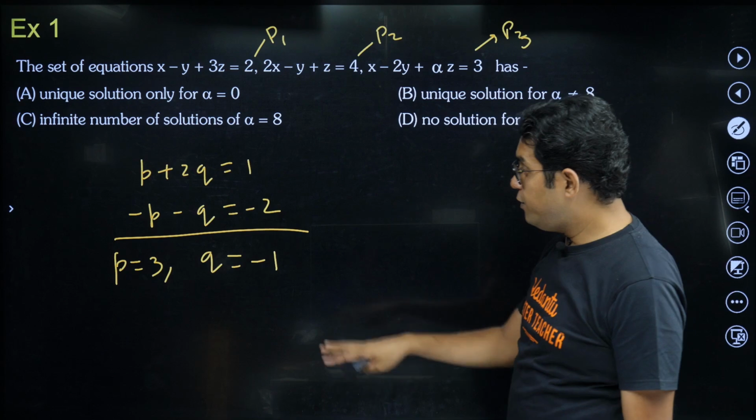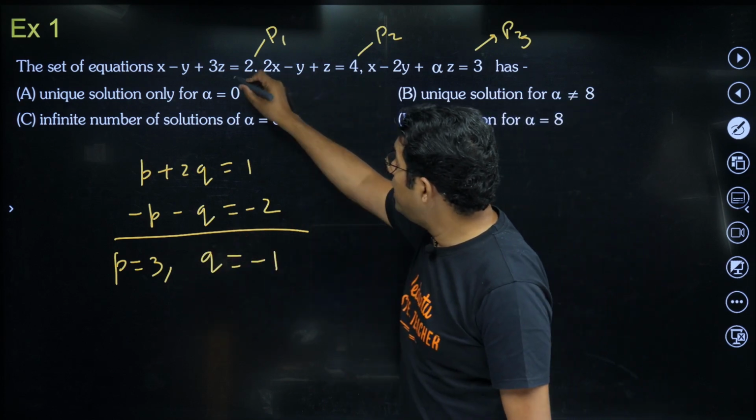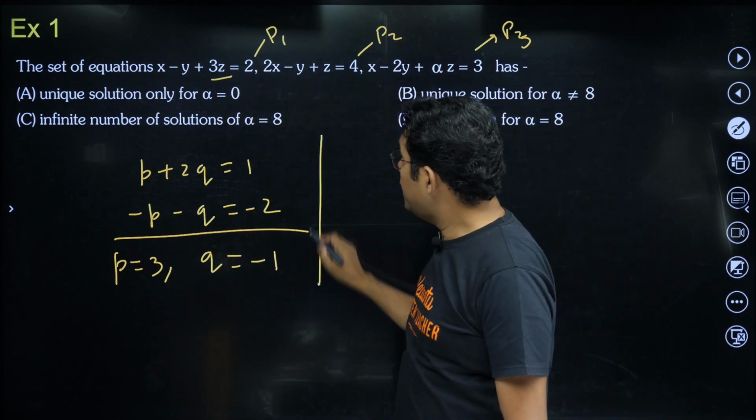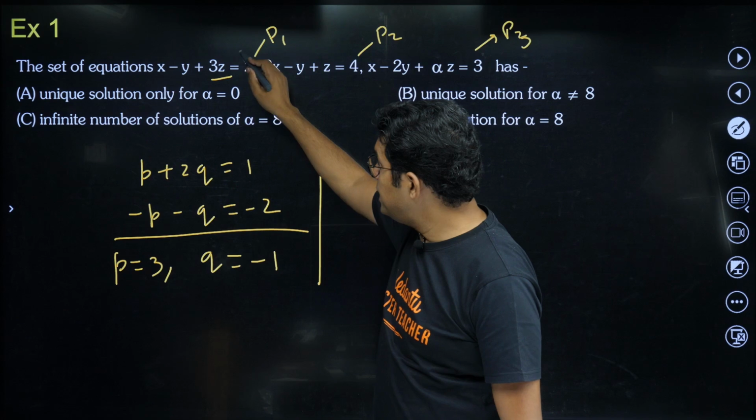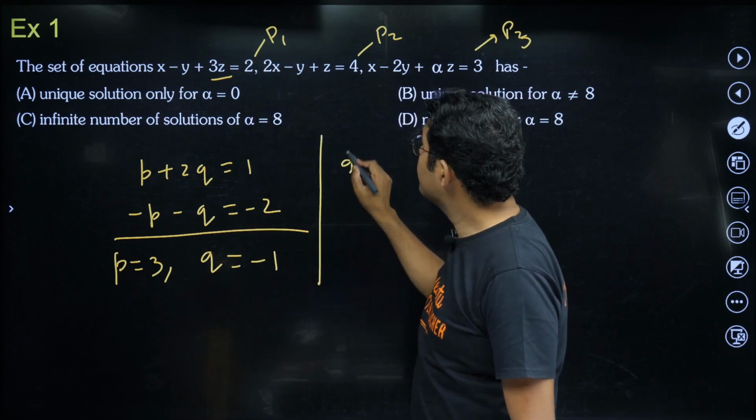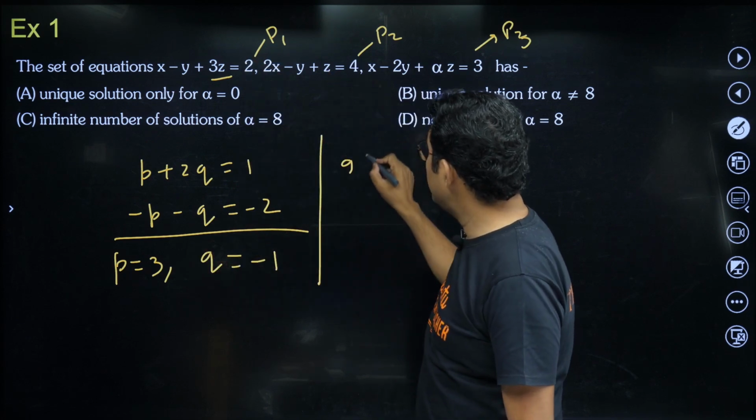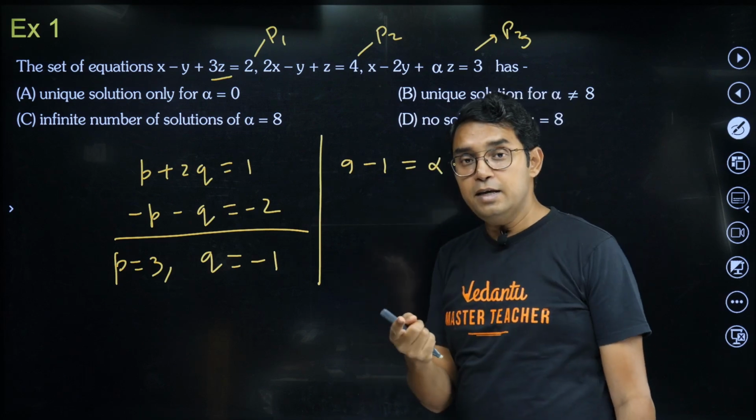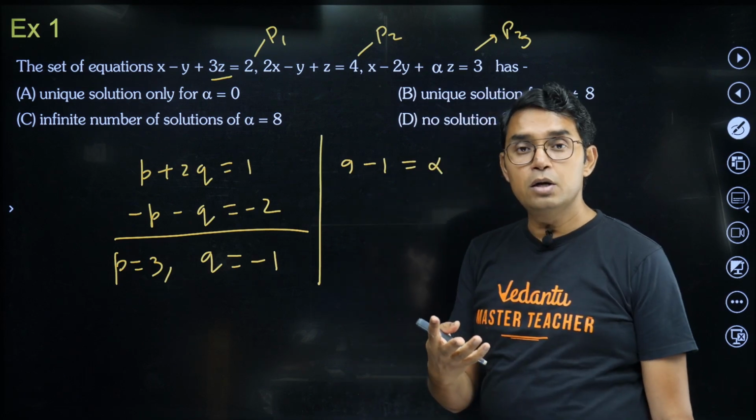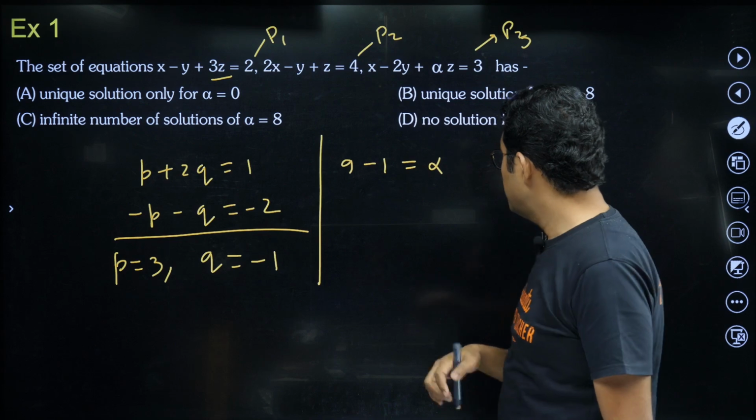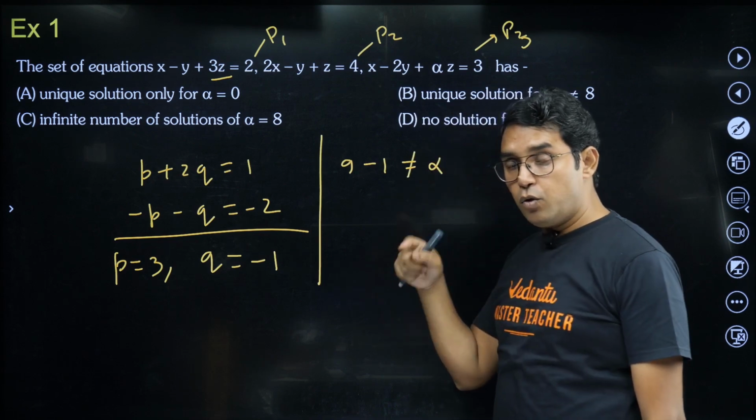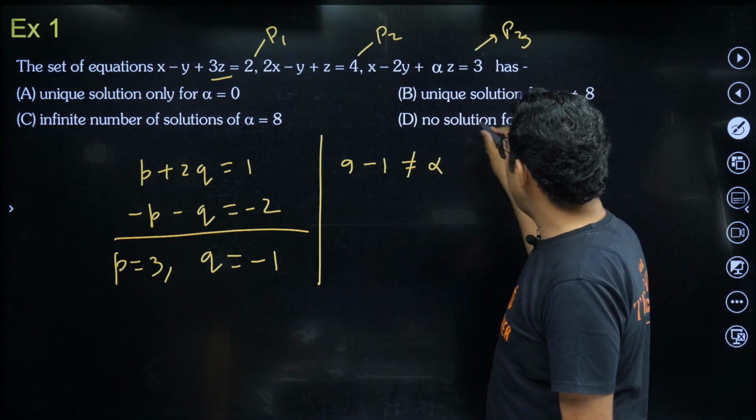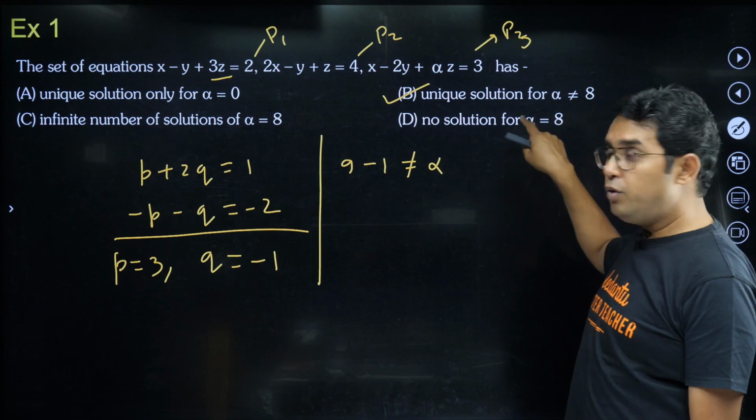Now you have to check whether this is working on Z or not. Now Z, if you see, the coefficient of Z is 3. So 3 into 3, 9, and plus 1 into minus 1, so minus 1. It should be equal to alpha for the case if you want no solution or infinite solution. But if they are not equal, as I told you, then you will get a unique solution. So you have got one answer.